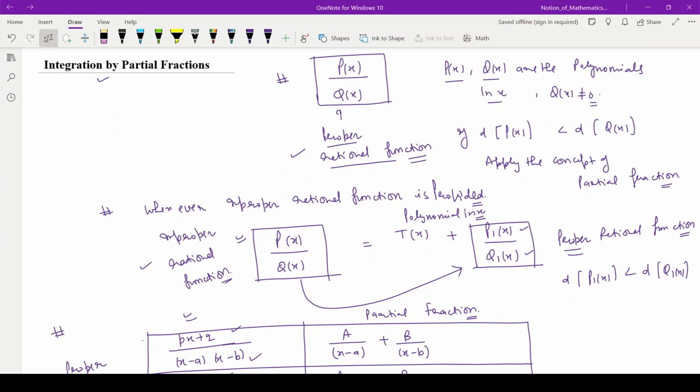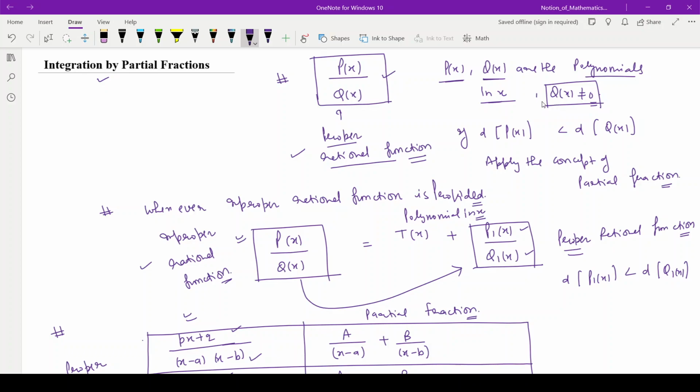Hello students, in today's video I am going to discuss the concept of integration by partial fractions. In order to discuss this particular concept, I will be discussing a few more things here. A function is written here, p(x) upon q(x), where p(x) and q(x) are polynomials in x, and this denominator q(x) is non-zero.